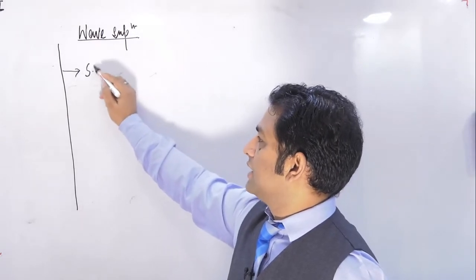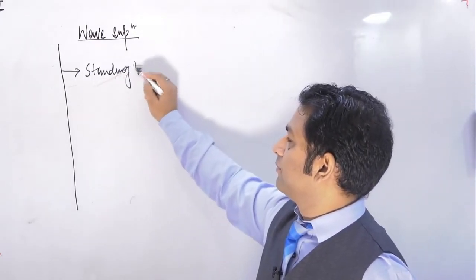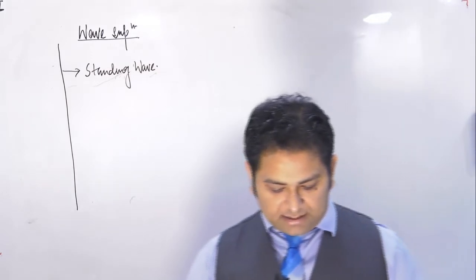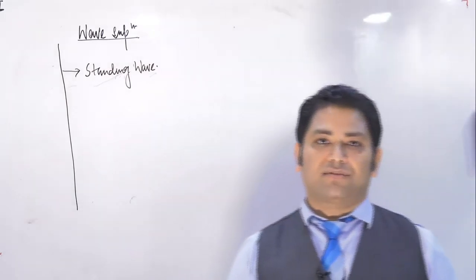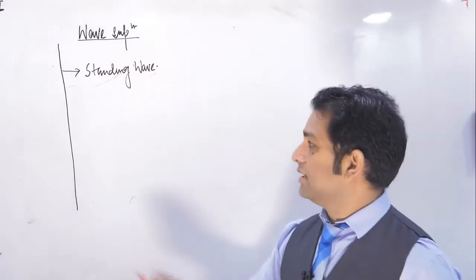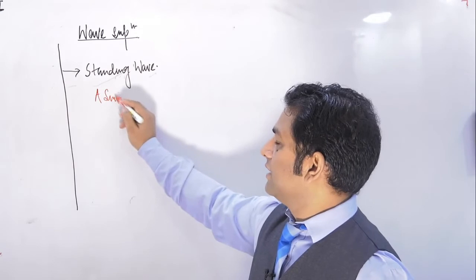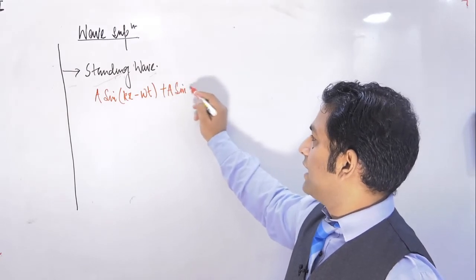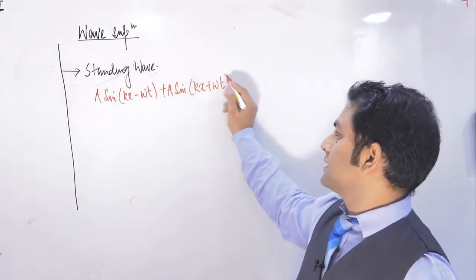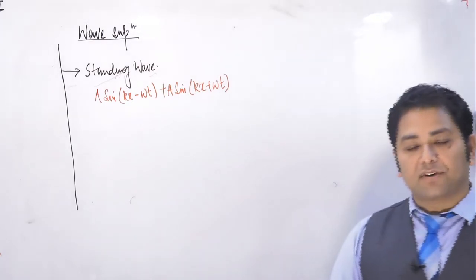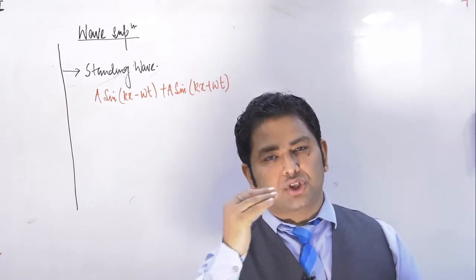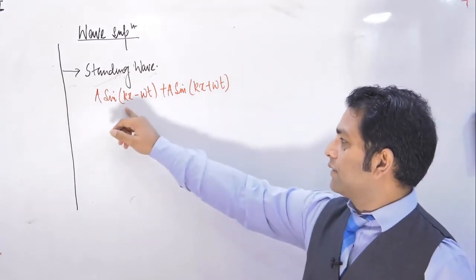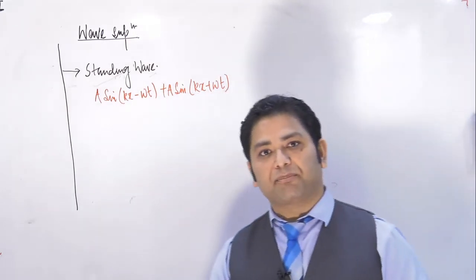The first one is called the standing wave. Let's try to see what is the condition required for standing wave. The condition is this: you have A sine of kx minus omega t plus A sine of kx plus omega t. That's how it comes. This is the condition for standing wave. The two waves should be traveling in opposite direction, and the frequency and the wavelength both have to be the same.